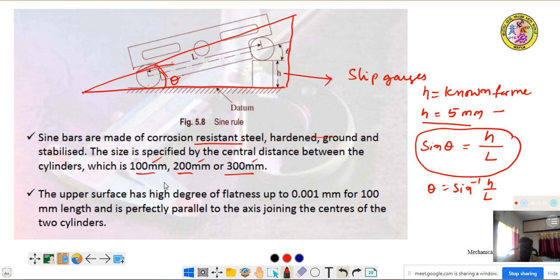The upper surface has a high degree of flatness. This upper surface flatness ಎಷ್ಟಪ್ಪ ಇರುತ್ತೆ ಅಂದ್ರೆ it has an accuracy of 0.001 mm for 100 mm length. ಒಂದು 100 length ತಗೊಂಡ್ರೆ ಡಿಸ್ಟೆನ್ಸ್ ಎಲ್ ಡಿಸ್ಟೆನ್ಸ್ ಇತ್ತಂದ್ರೆ ಅಕ್ಯುರಸಿ ಎಷ್ಟಪ್ಪ ಬರುತ್ತೆ ಅಂದ್ರೆ 0.001 mm. ಅಷ್ಟು ಅಕ್ಯುರಸಿನಲ್ಲಿ ನಾವು ಸರ್ಫೇಸ್ನ ಪ್ಯಾರಲಲ್ ಮಾಡಿರ್ತೀವಿ. And it is perfectly parallel to the axis joining the centers of the two cylinders. So ಇದ್ರ ಸಿಲಿಂಡರ್ಗೂ ಏನಾಗುತ್ತೆ, these are two parallel, ಅಷ್ಟು accuracy ಕೊಟ್ಟಿರ್ತೀವಿ.